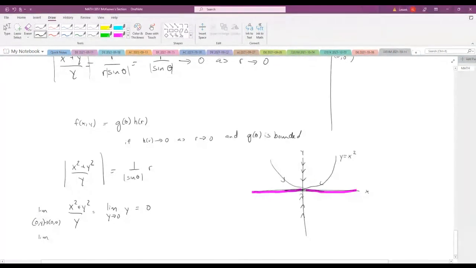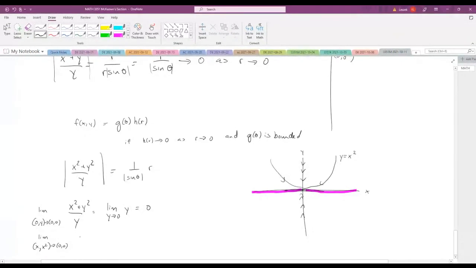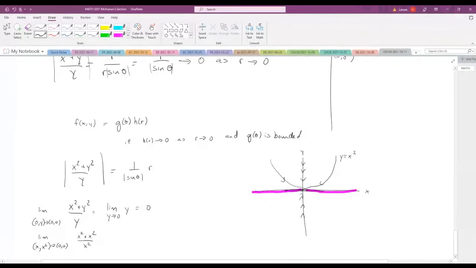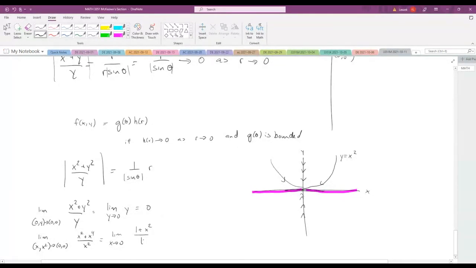So let's try another limit where y is equal to x squared. So we have x squared, and y squared becomes x to the 4th, because y is equal to x squared. All right. And so this becomes 1 plus x squared divided by 1 after I divide by x squared itself. And what is this limit? Well, it's 1. Right? So the limit doesn't exist.